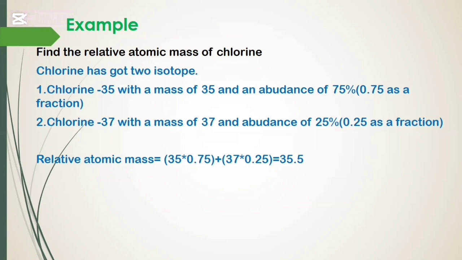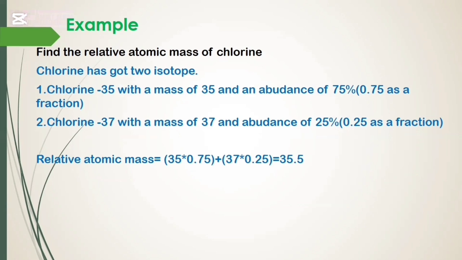So now we're going to find out the example, the relative atomic mass for chlorine. Chlorine has 2 isotopes. When we take chlorine 35 with a mass of 35 and an abundance of 75%, that means chlorine 35 is the most abundant isotope between chlorine 35 and chlorine 37. So chlorine 35 has an abundance of 75%. If we write it as a fraction, we can write it as 0.75.